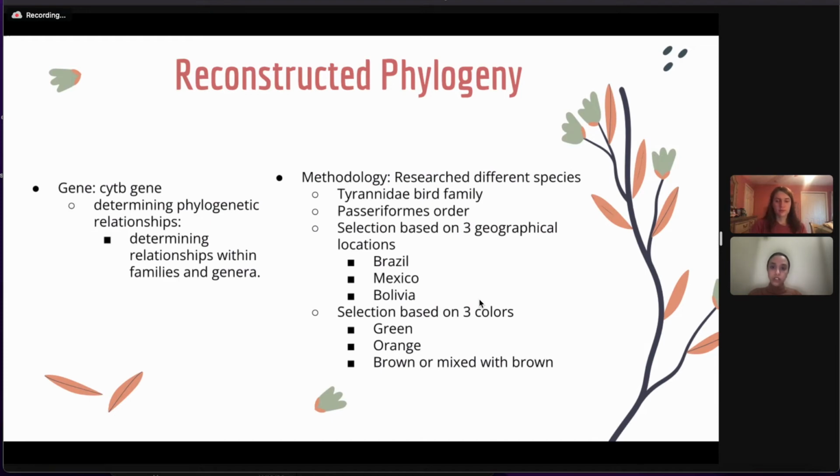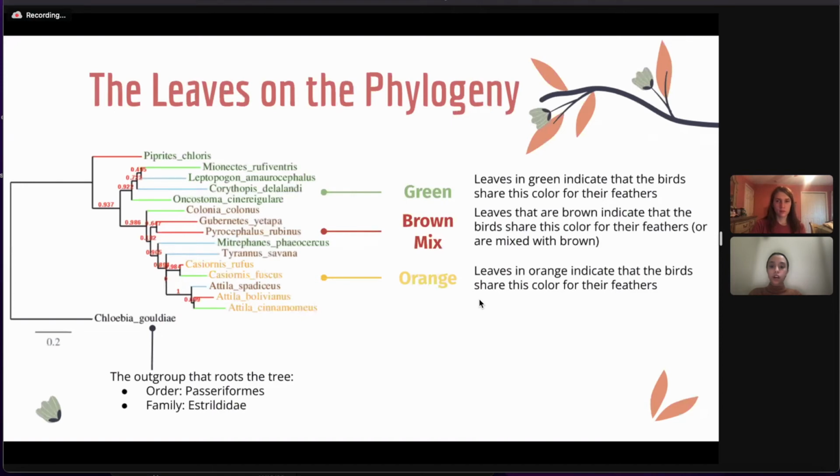We also used the three geographical locations that we mentioned earlier to select these birds. So we picked the birds based off of their location in Brazil, Mexico, and Bolivia. We also selected the birds based off of three colors: green, orange, and brown, or mixed with brown, as some birds were green and brown or orange and brown, and we wanted to include them within the same group. It is important to note that for our hypothesis, we would expect to see a monophyletic group surrounding the geography, or a monophyletic group that surrounds the ecomorph, which would refute our hypothesis.